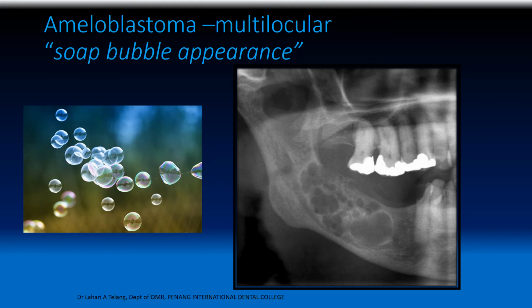Ameloblastoma. We've just seen an example of a unicystic ameloblastoma, which can look very much like a dentigerous cyst. The multilocular variant is generally given the soap bubble appearance, and it's a very classical appearance of the ameloblastoma, where you can see multiple locules. Again, this lesion is quite extensive, about 5 cm in diameter, by 3 cm, and it's involving the mandibular canal, very close to the lower border of the mandible.